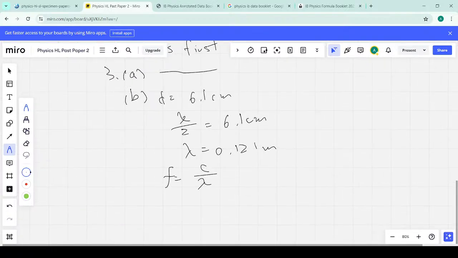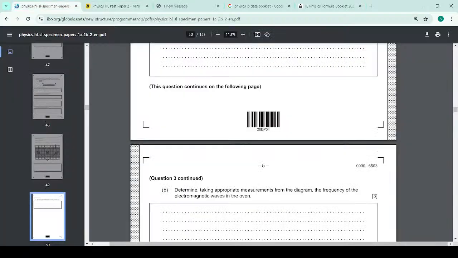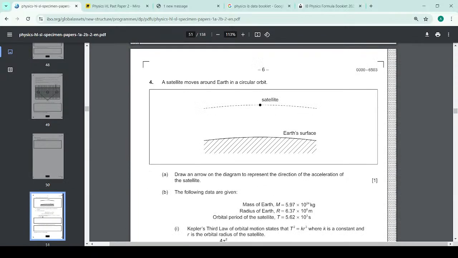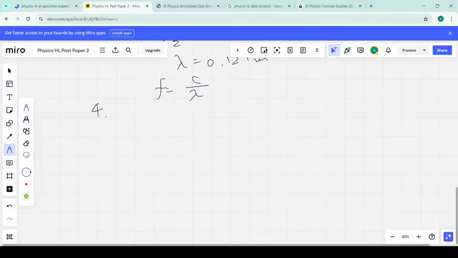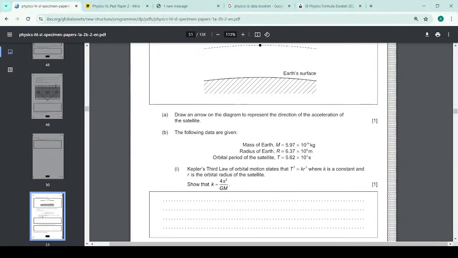All right, question 4. A satellite moves around Earth in a circular orbit. Draw an arrow on the diagram to represent the direction of the acceleration of the satellite. This one's pretty simple. So obviously, the satellite, let's say, is moving like that. The acceleration arrow always points towards the center because it's uniform circular motion.